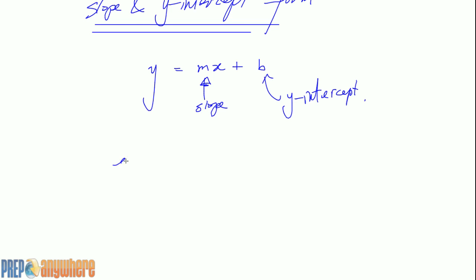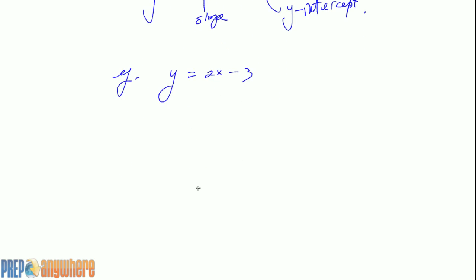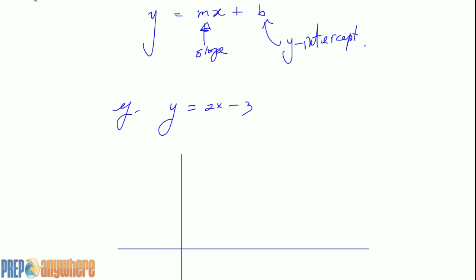Okay, so let's discuss with an example first. y is equal to, let's say, 2x minus 3. What kind of line does this form? Okay, so one other thing.